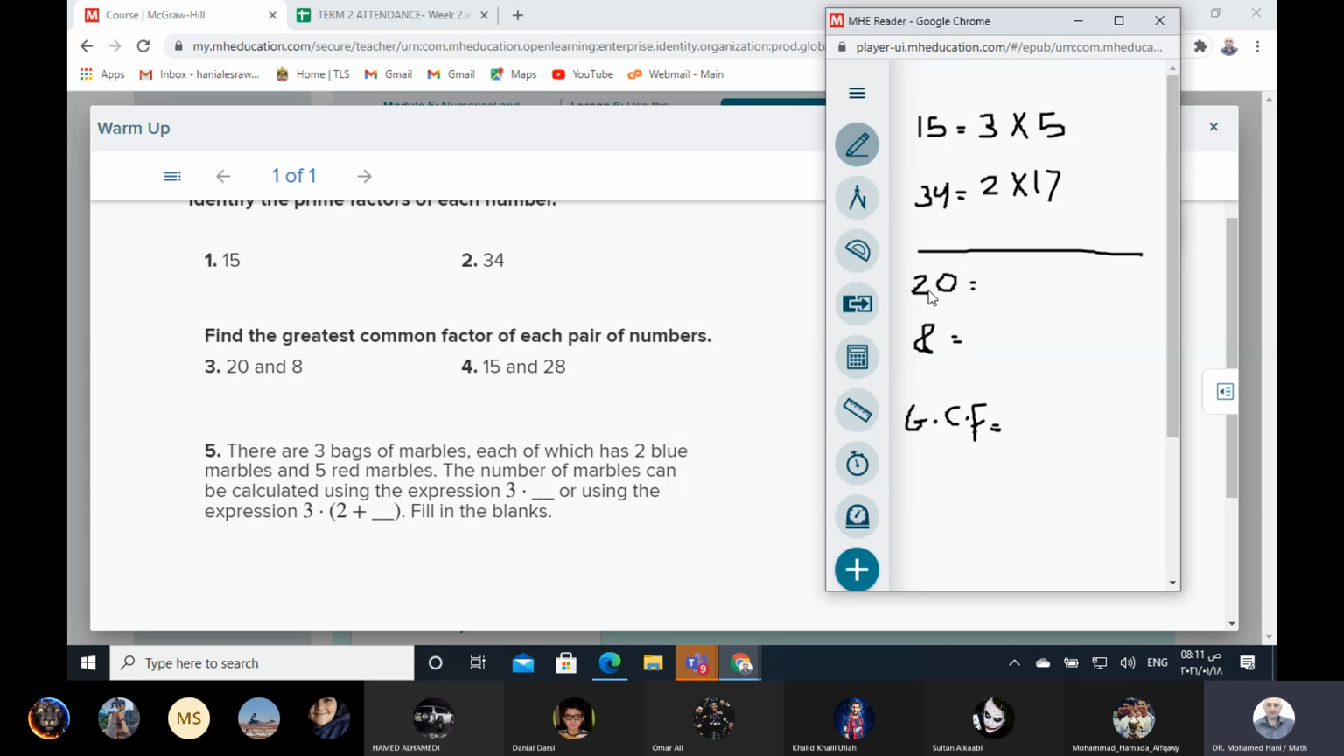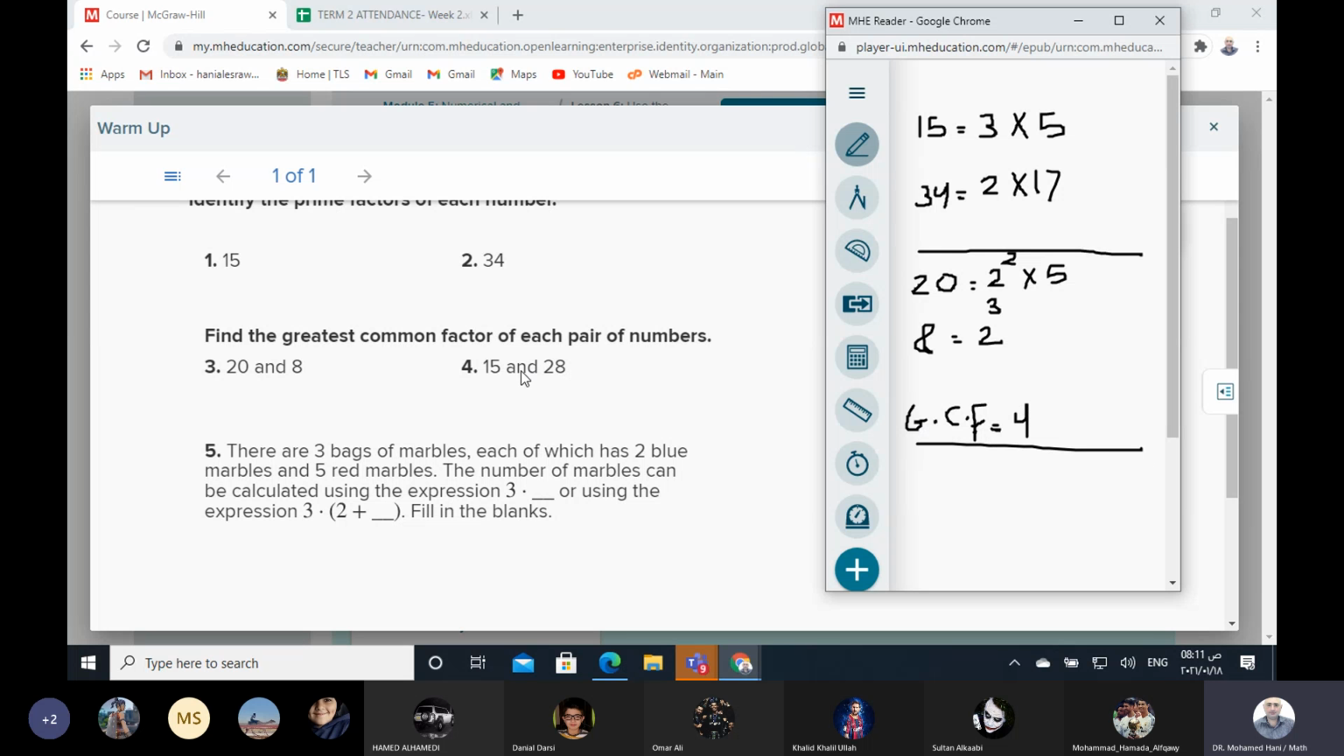Okay, listen to me, please. The first step: find the factors of 20. 20 equals 4 times 5, and 4 equals 2 exponent 2, so 20 is 2 exponent 2 times 5. And 8 equals 2 times 4, which means 2 times 2 times 2, which is 2 exponent 3. So for the GCF, we take the common factors with the lowest exponent: 2 exponent 2, which means 4. The GCF here will be 4.